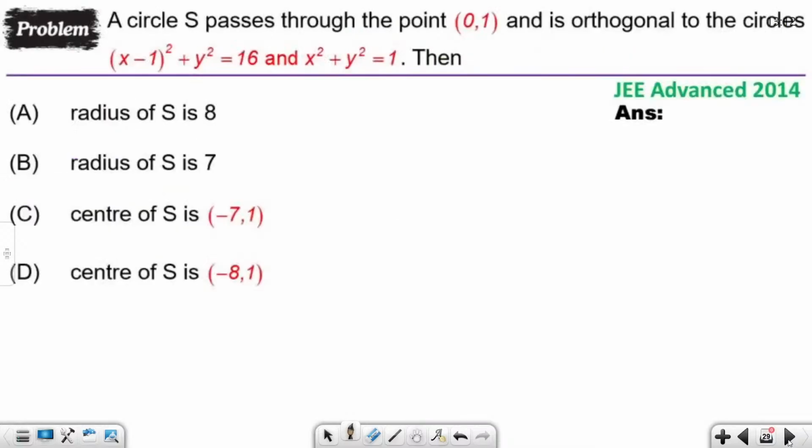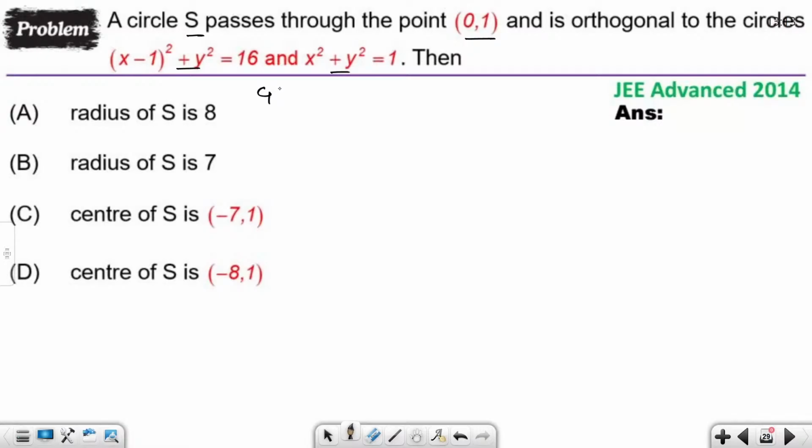Okay, let's move to the next problem. This sum came in JEE Advanced 2014. What they have said is that a circle S passes through the point (0, 1) and is orthogonal to the circles given here. So the two circles are given.